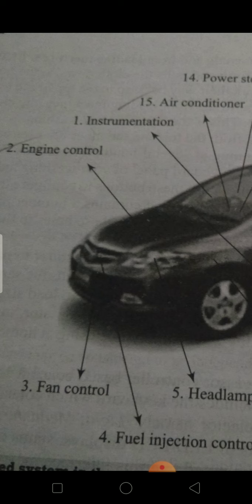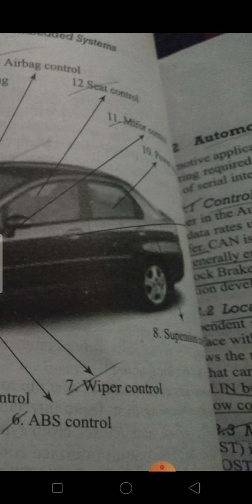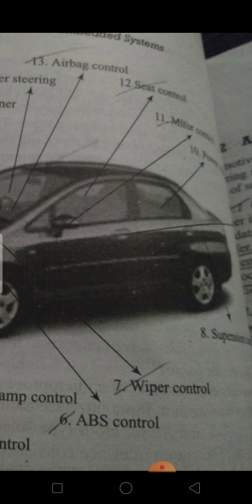You can see the eighth one is suspension control, the ninth one is centralized locking, and power windows, the eleventh one is motor control, seat control, airbag control, power steering, air conditioner. Let's go on explaining one by one.